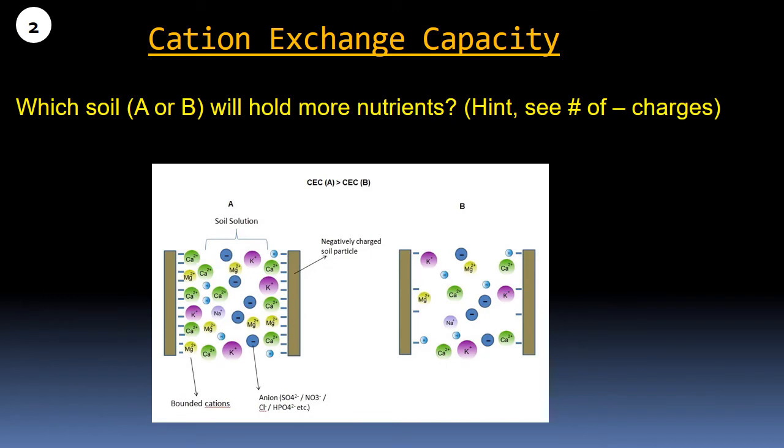All right, let me give you more examples. In this condition here, you have two different soils, soil A and soil B, and if I ask you the question, which one of these soils would hold more nutrients? You would say that basically it's soil A. Why? Because soil A has more CEC than soil B.